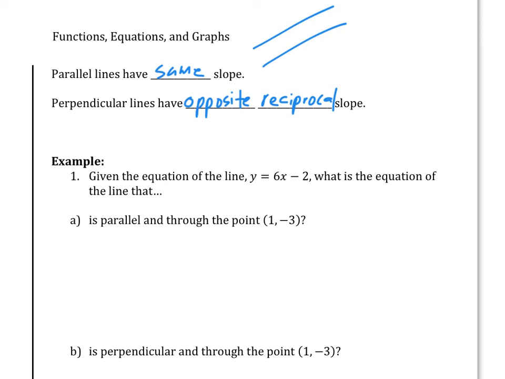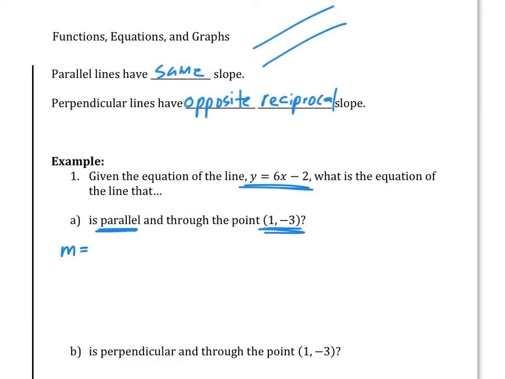So then let's look at an example. Given the equation of the line y equals 6x minus 2, what is the equation of the line that, first, is parallel and through the point 1, negative 3? So they're saying that there is this line that has this slope and intercept. You're going to create another line that is parallel to that, but it has to go through this point. So then you ask yourself, first thing, this line has to be parallel. So what kind of slope would it have?